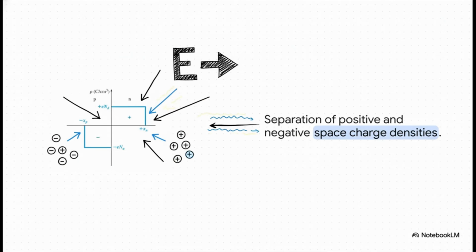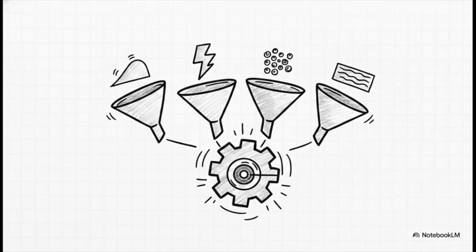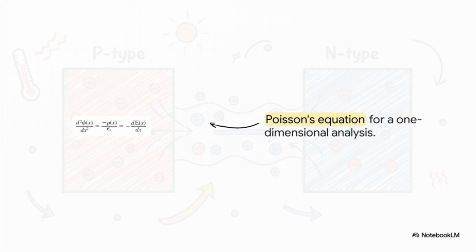Now, let's shift gears. How does the separated space charge actually build a powerful electric field? To calculate it, we unleash Poisson's equation. It's the ultimate math tool for linking charge to voltage. This perfectly illustrates how a one-dimensional analysis links volume charge density directly to electric field changes.